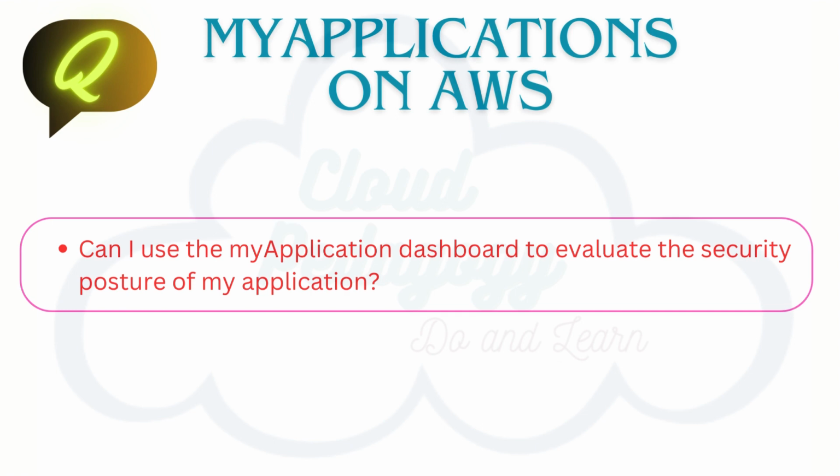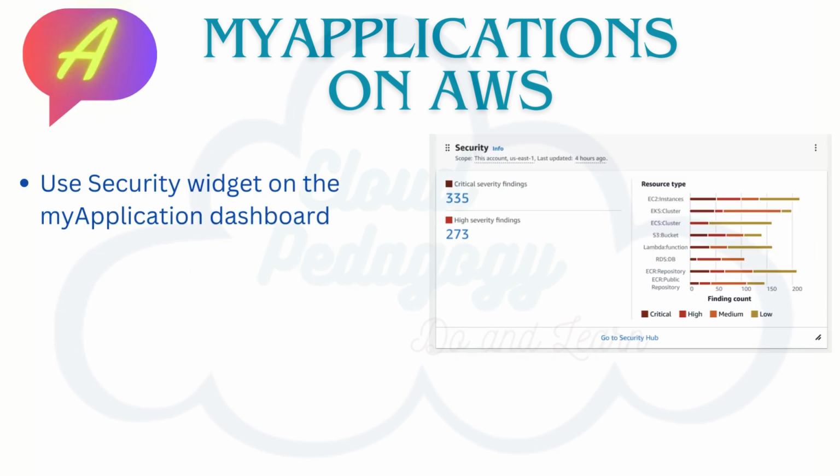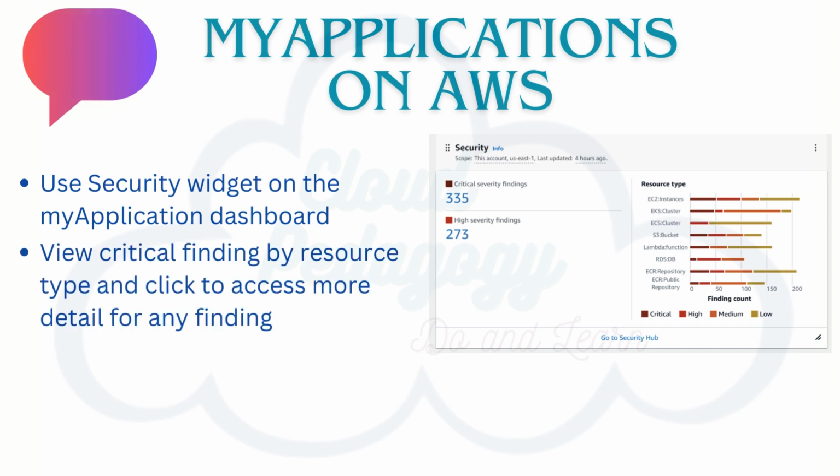Can I use the myApplications dashboard to evaluate the security posture of my application? Get an overview of critical and high severity security findings for your application with the security widget on the myApplications dashboard. You can also view critical findings by resource type and click to access more detail for any finding.